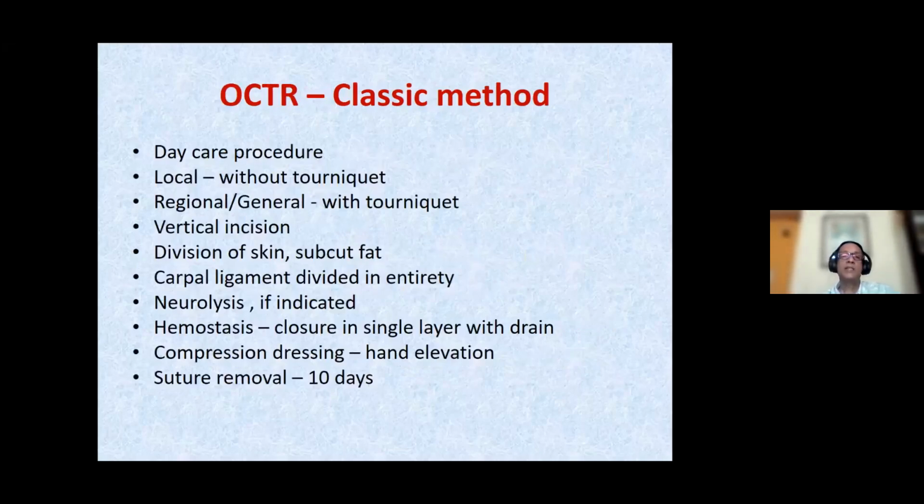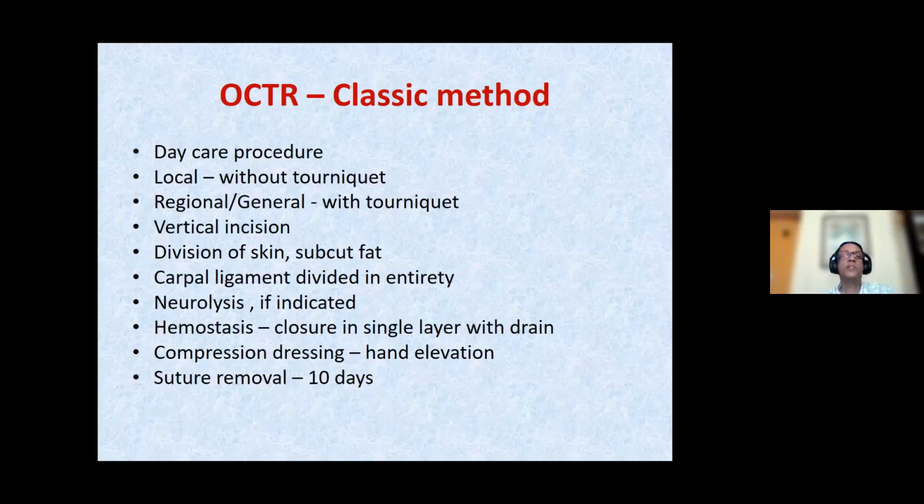So in the classical open carpal tunnel release, what do we do? It's basically a daycare procedure. It could be done under local anesthesia, but maybe you would have to avoid a tourniquet, because if you can be quick, of course, by finishing the surgery within 10 minutes or so, then maybe you could still use a tourniquet. Otherwise, they would have severe tourniquet pain.